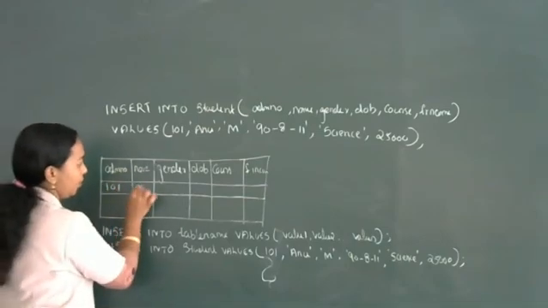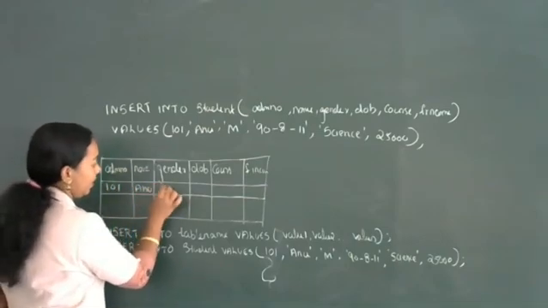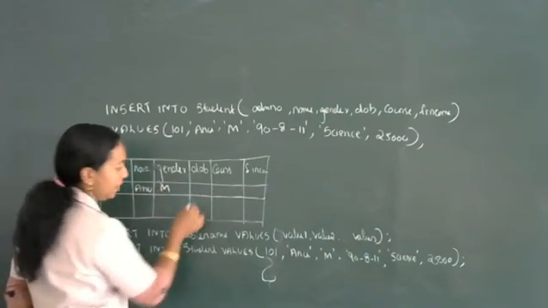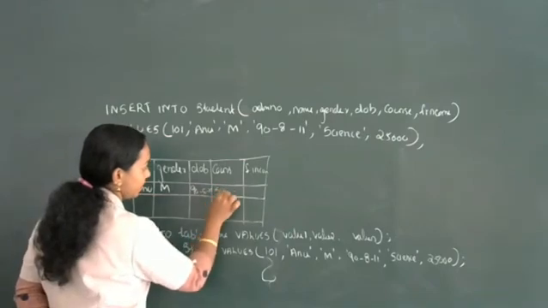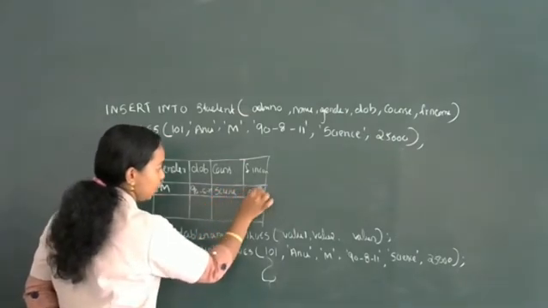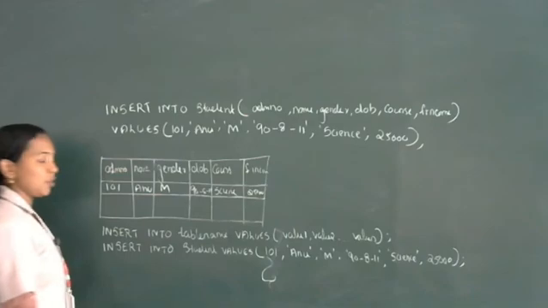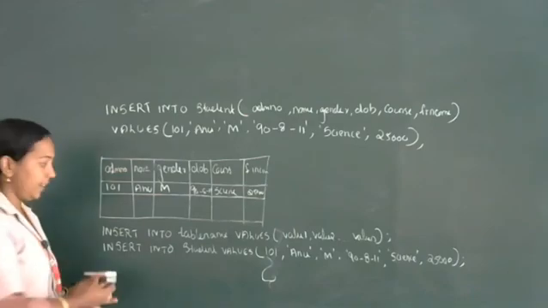101 Anu, gender male, then 98 11 science, then F income 25,000, like that. Okay, clear? I think it is clear.